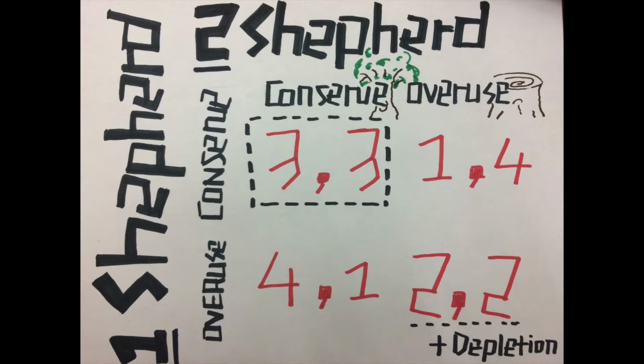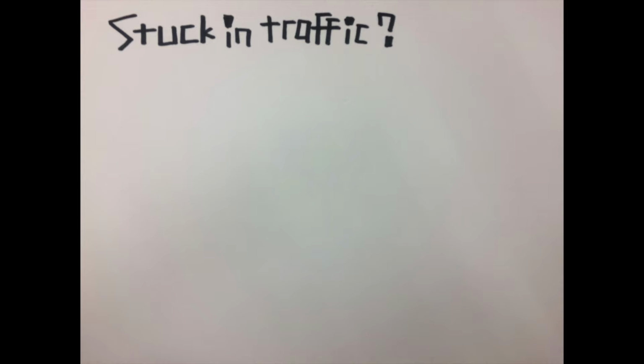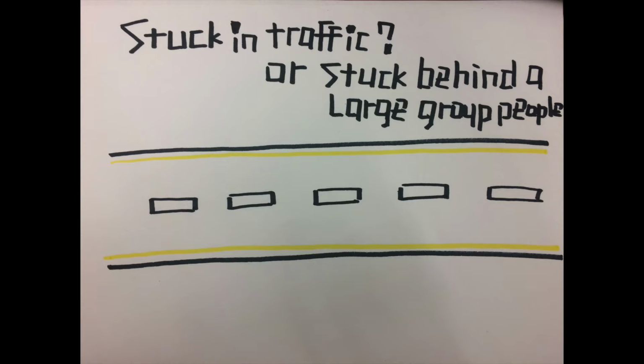Now, while the example with the shepherds might not be pertinent to everyday life today, there are still many real-world examples of the tragedy of open access in our world. Have you ever been stuck sitting in traffic late for work, or have you gotten stuck behind a large group of people walking way too slowly while you're trying to get to class on time? If you've answered yes to either of these questions, then you too have fallen victim to the tragedy of open access. Imagine yourself driving on a highway.